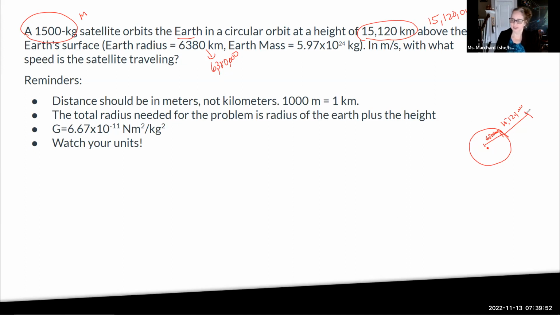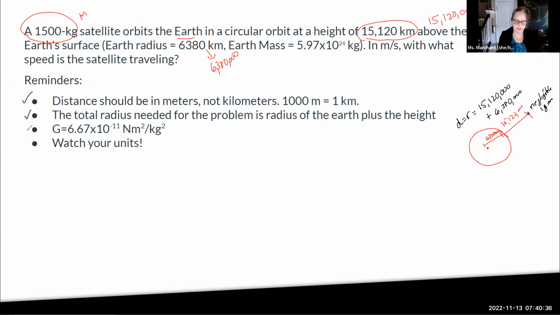Now, we're going to a satellite. Some of you are going, but wait, in the large scheme of things, that little itty bitty distance from the edge of the satellite to the center of the satellite is negligible. We can ignore that distance because the other one is so great. So our radius that we're going to be using here is 15,120,000 plus 6,380,000. You're going to add those two numbers together. The total radius is the radius of the Earth plus the height.